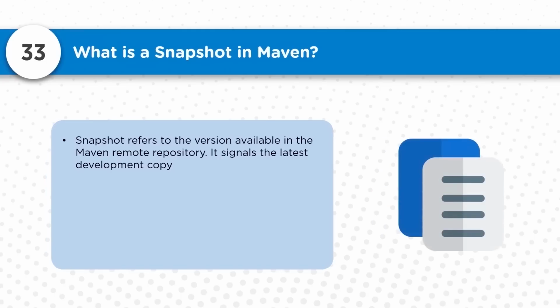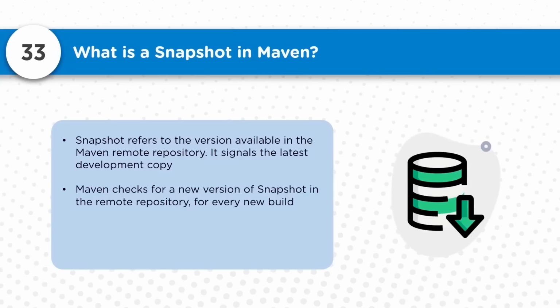Now what exactly is a snapshot in Maven? So snapshot refers to the version already available in the Maven repository. It signifies the latest development copy. That's what we do in the case of snapshot here. So Maven checks for a new version of the snapshot in the remote repository for every new build. So during the build process, a new snapshot version is downloaded, and the snapshot is updated by the data service team with updated source code every time to the repository for each Maven build.